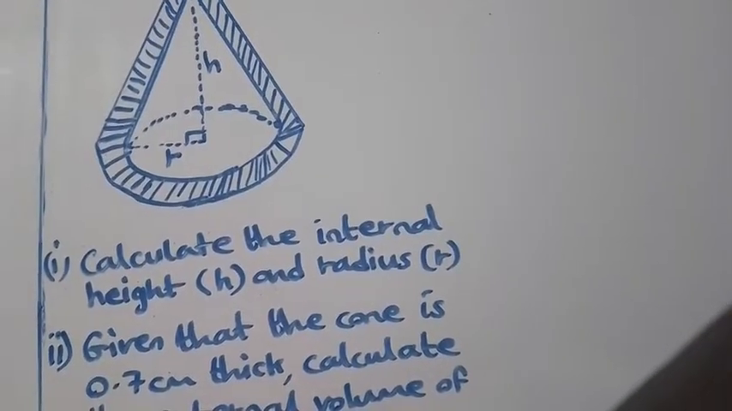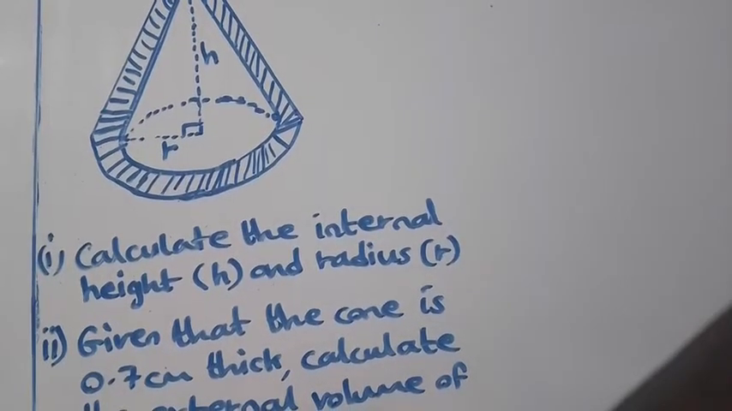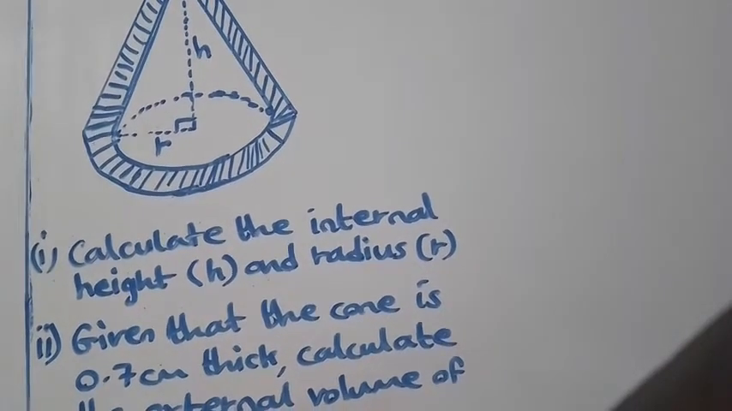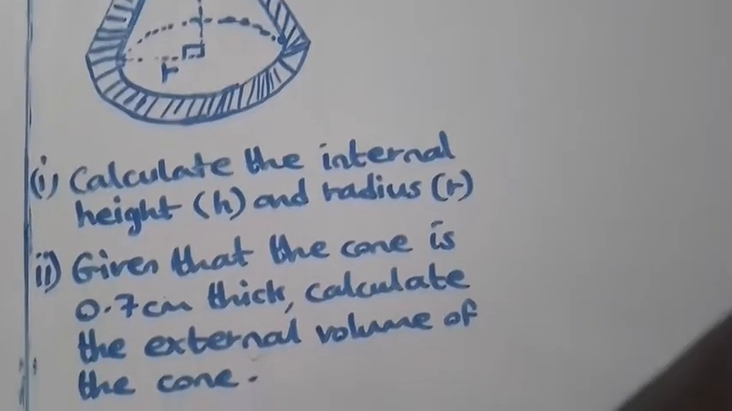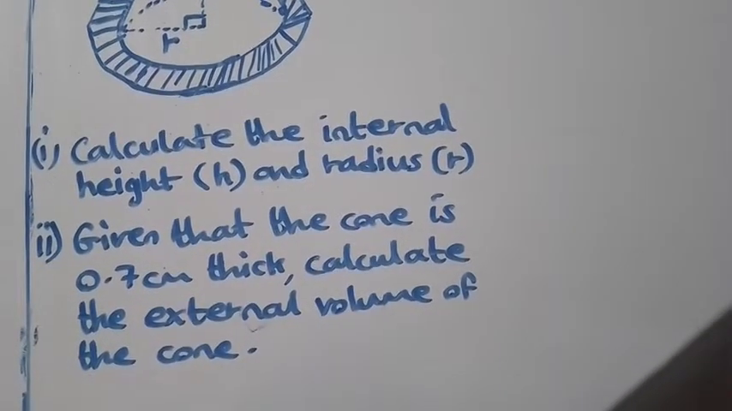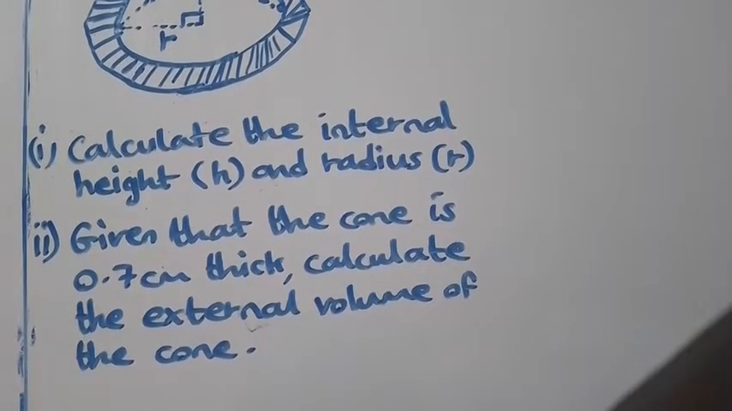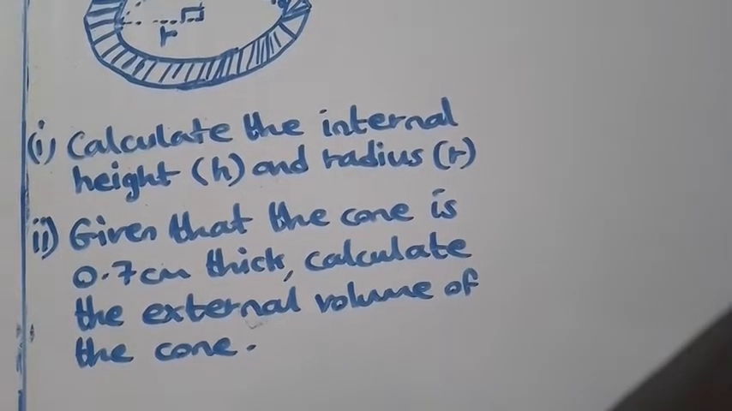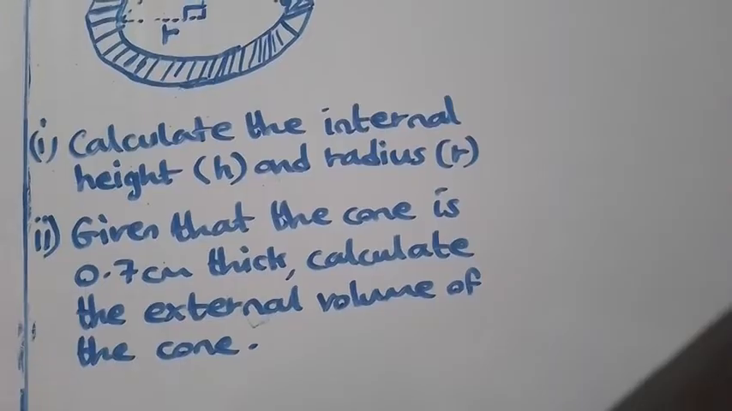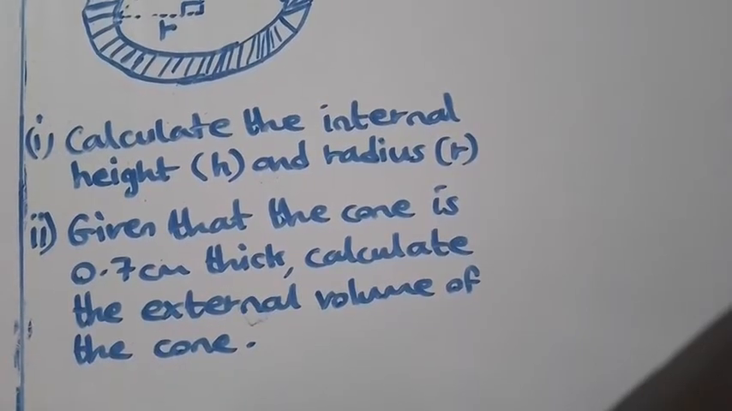Calculate the internal height and the radius. Question 2. Given that the cone is 0.7 centimeters thick, calculate the external volume of the cone.